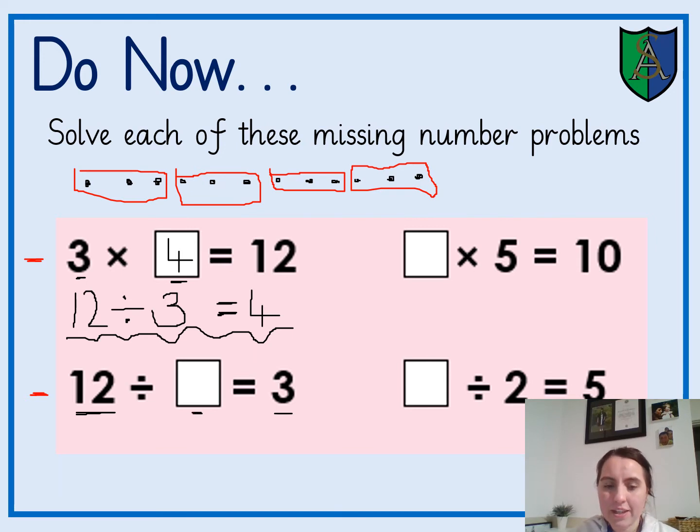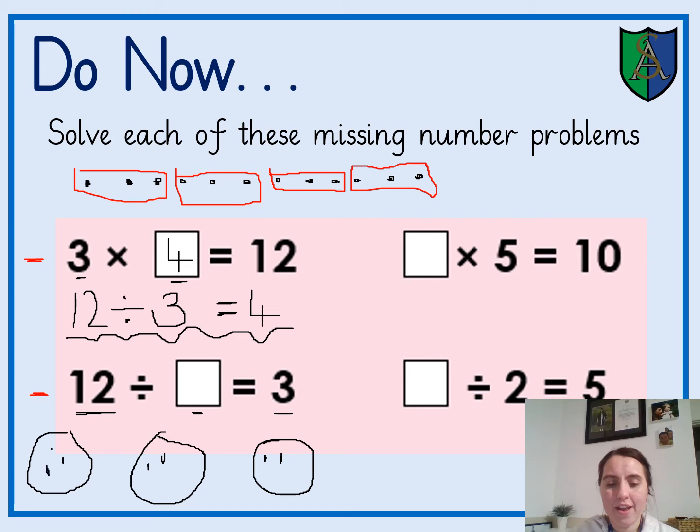So we've got 12 divided by 3 is equal to something. Well, this time I'm going to use division by sharing to help me find my answer. So I'm going to draw 3 groups because I need to share 12 equally between my 3 groups. Then I'm going to share 12 out. So I'm going to go 1, 2, 3, 4, 5, 6, 7, 8, 9, 10, 11, 12.